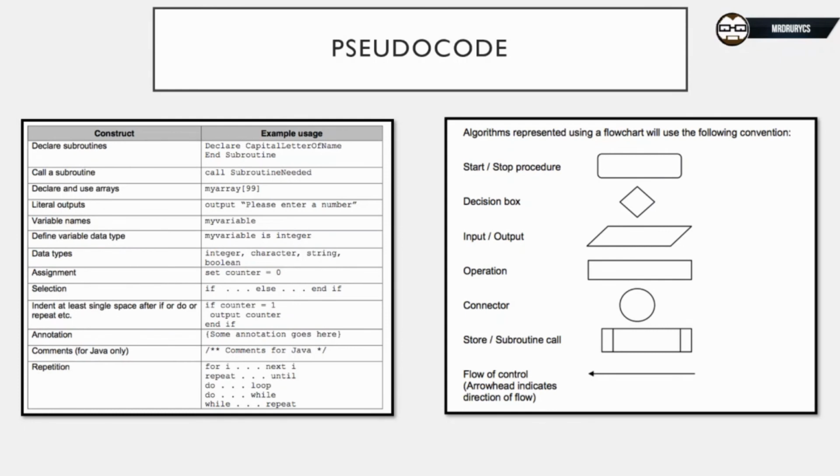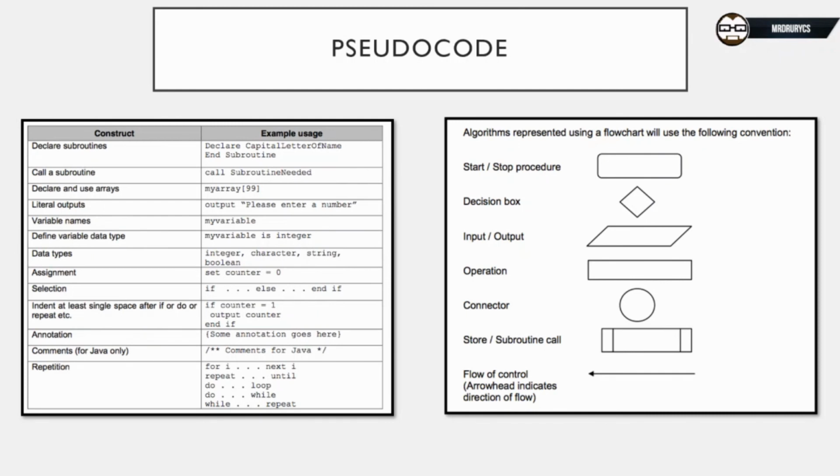To use an array or a list, if you're more Python based, you put the name of the variable in some square brackets. Output, you literally write output. You're allowed to get away with putting print if you want to. Please enter a number. To declare or define a variable data type, you write the name of the variable is integer. Your data types, well, we know them anyway, we've just done them. For assignment, so that's putting something in a variable, you've got set variable name equals 0. Your selection is if, else, and end if.